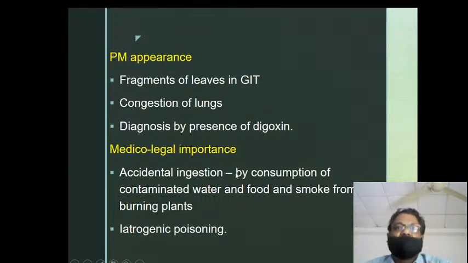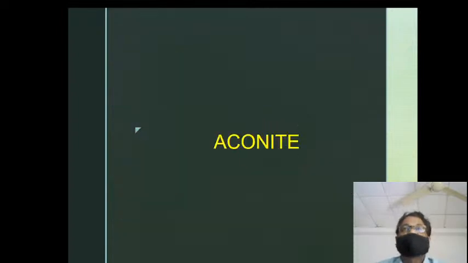And medico-legal significance: accidental poisoning can occur by consumption of contaminated water and food, and by smoke from burning plants. And sometimes iatrogenic poisoning, maybe if an individual takes a higher dose, that can result in poisoning and that resulting into death.